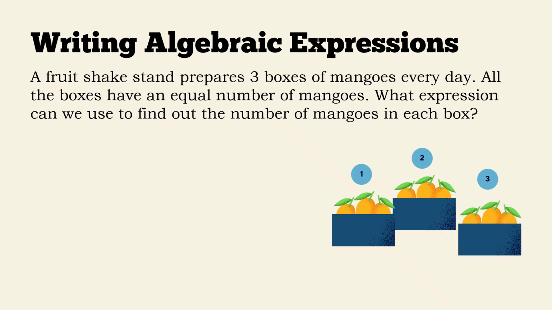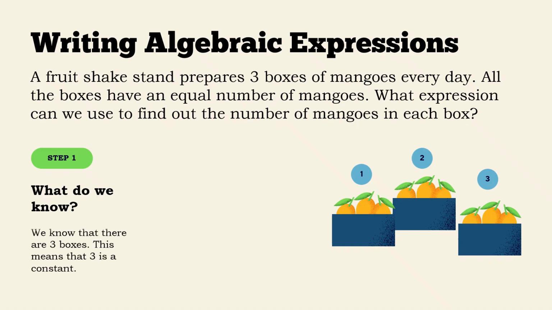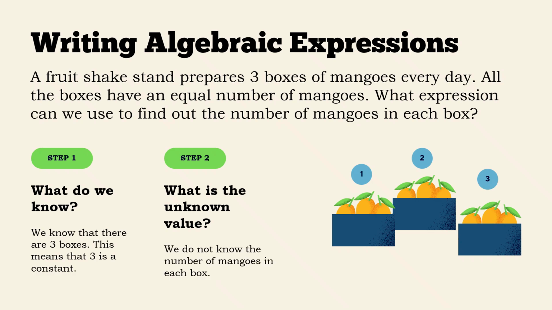So these are the step-by-step process on how we're going to write algebraic expression. First, what do we know? So in this problem, we know that there are 3 boxes. This means that 3 is a constant. Step 2, what is the unknown value? We do not know the number of mangoes in each box.